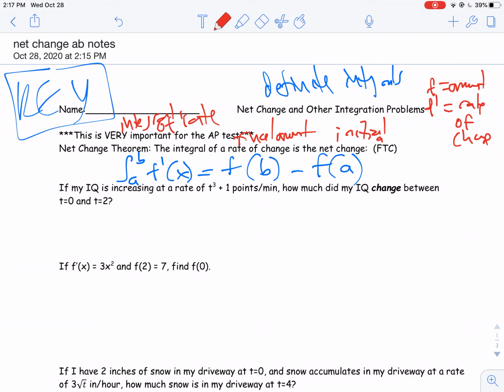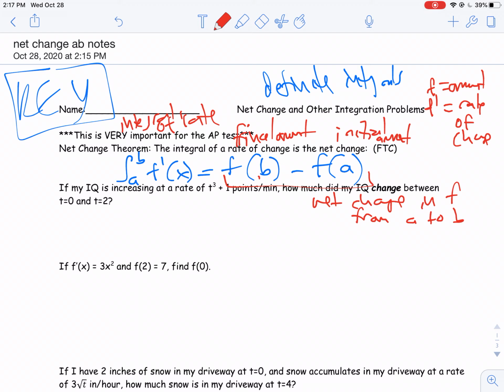So if you integrate a rate from some time a to some time b, you get the final amount minus the initial amount, which we can also think of as the net change in f from a to b. If you integrate a rate, it tells you how much f changes from time a to time b. We're going to work through a bunch of examples and problems where this is useful, because it shows up all the time on the AP test.